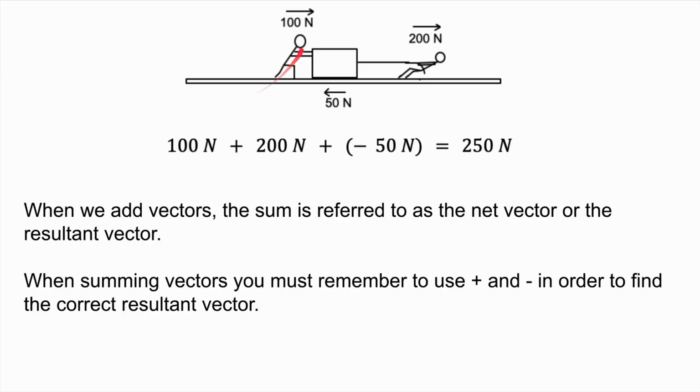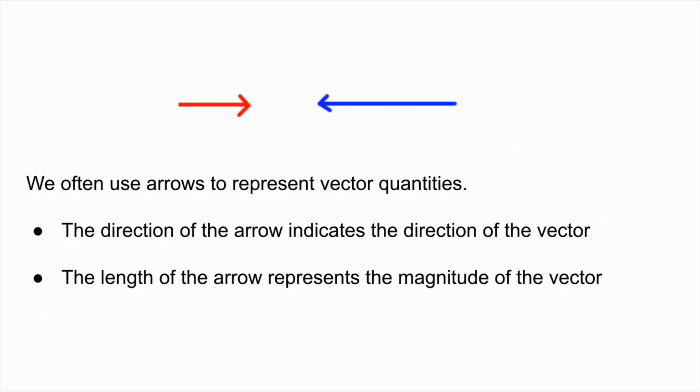So I'd say I have positive 100 plus positive 200, because they're both going in the positive direction, plus negative 50 because it's going in the other direction. When I sum this up, I get 250 newtons as my net force. So you see, it's really not that hard. You just have to pay attention to the directions and be consistent.